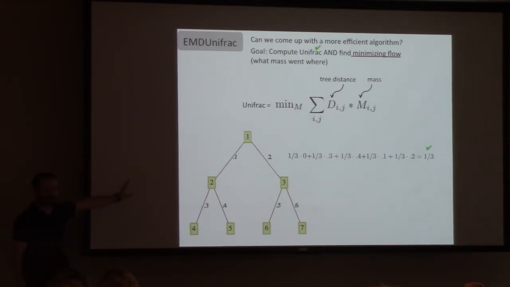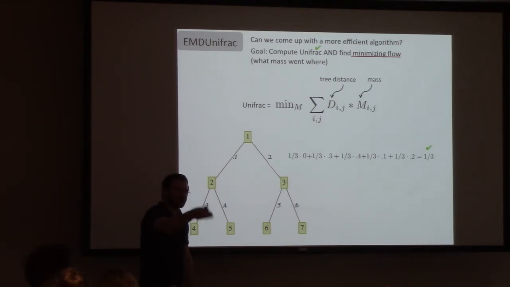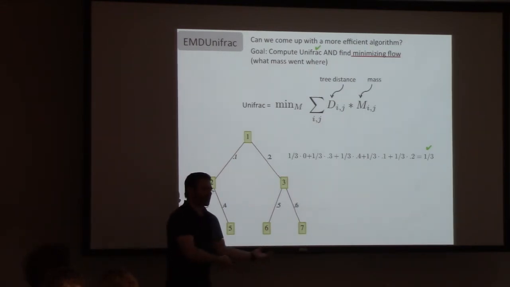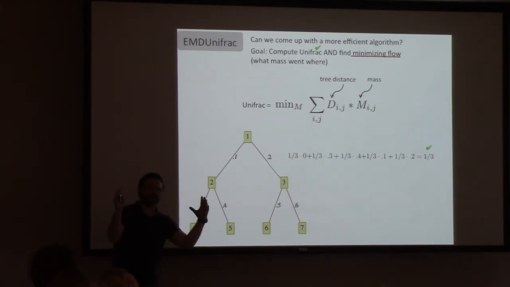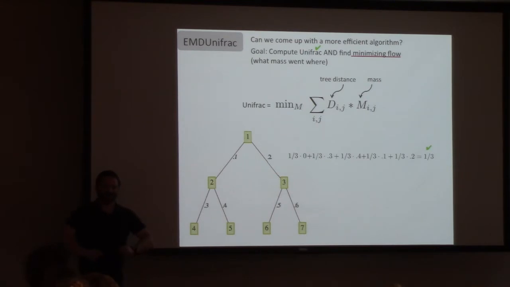What about this minimizing flow? Because people have known now for a number of years that UniFrac is earth mover's distance. Earth mover's distance gives you more, right? It tells you this matrix of how to transform one of the distributions into the other. But you said that's not unique, though. It's not unique, but we'll find something that is unique with it.